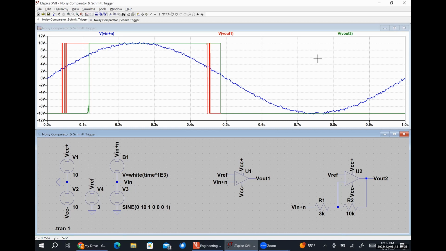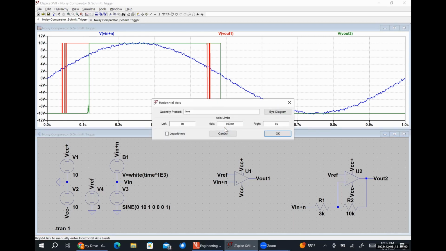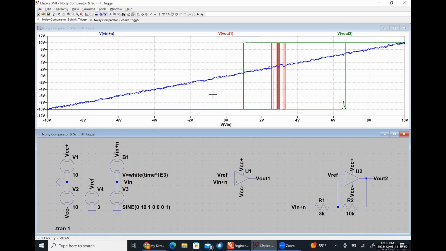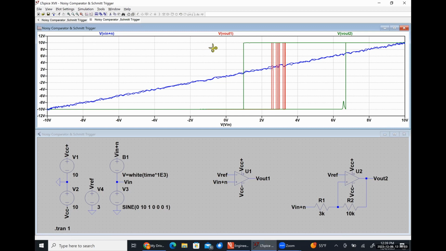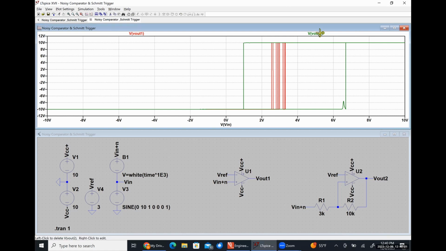Right now, it's kind of hard to see what voltages are causing our signal to go high and low. So I'm going to look at this as a function of Vn. And I'm going to get rid of this Vn plus n signal. I'm going to get this thing out of the way. Don't want to delete anything.